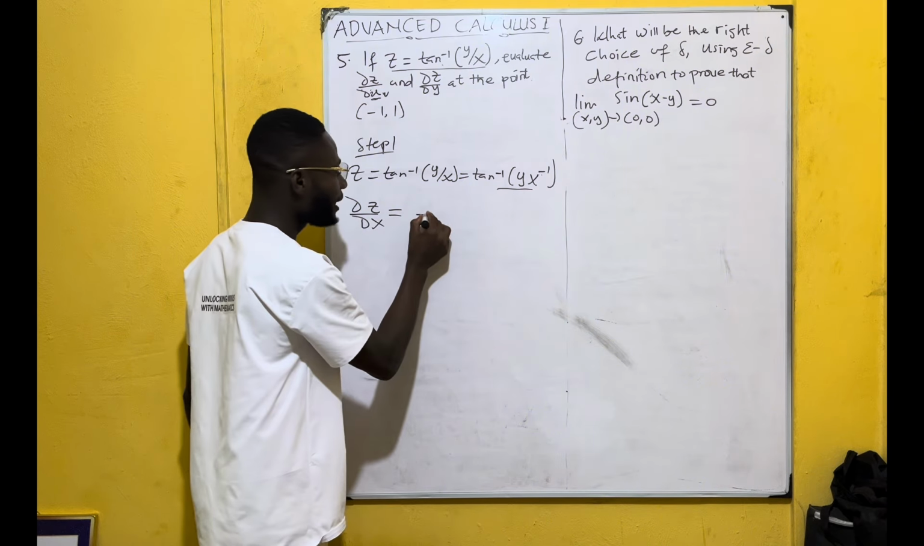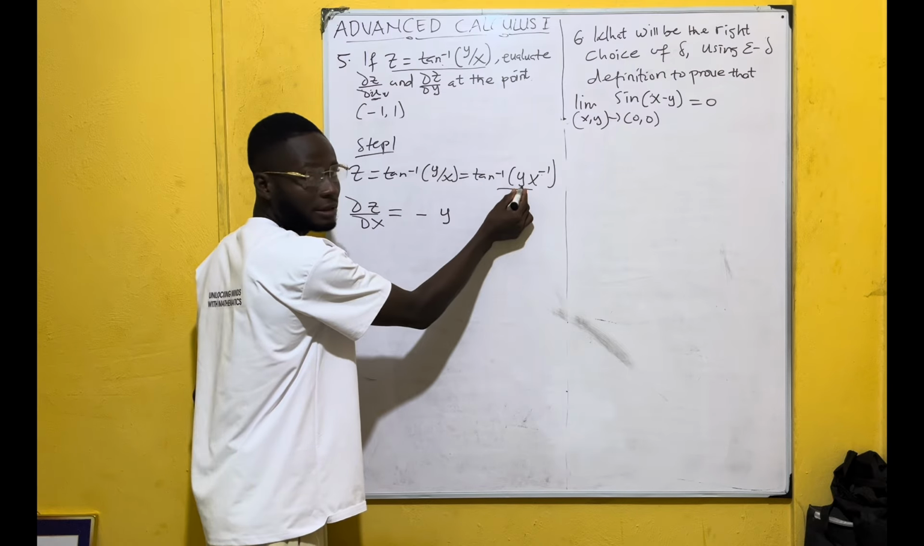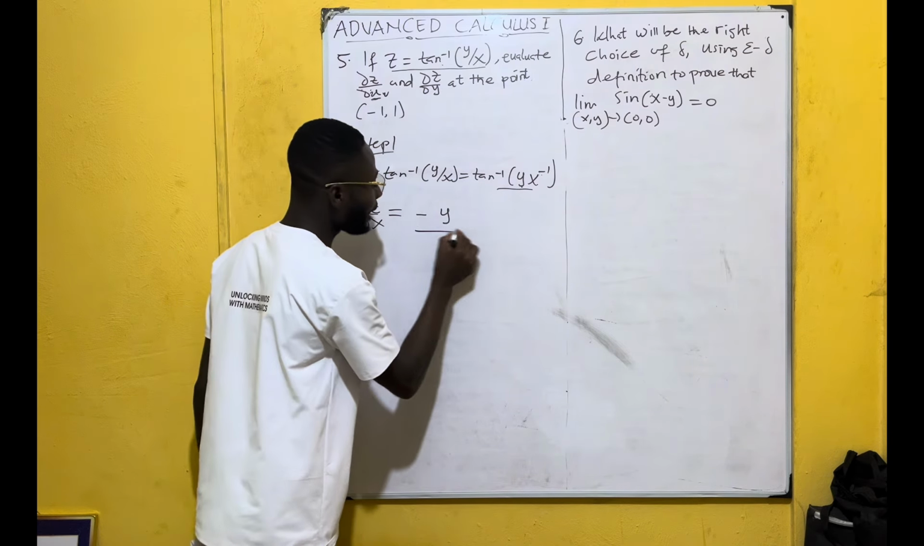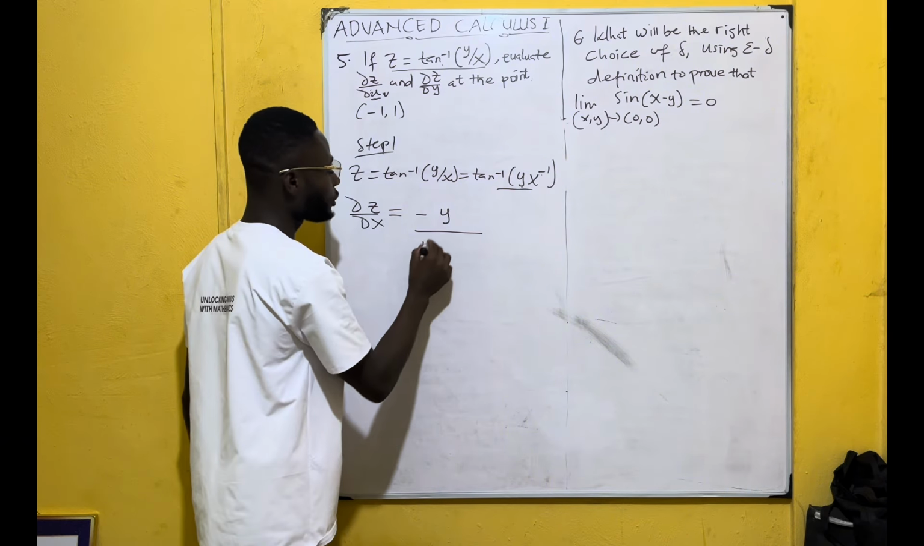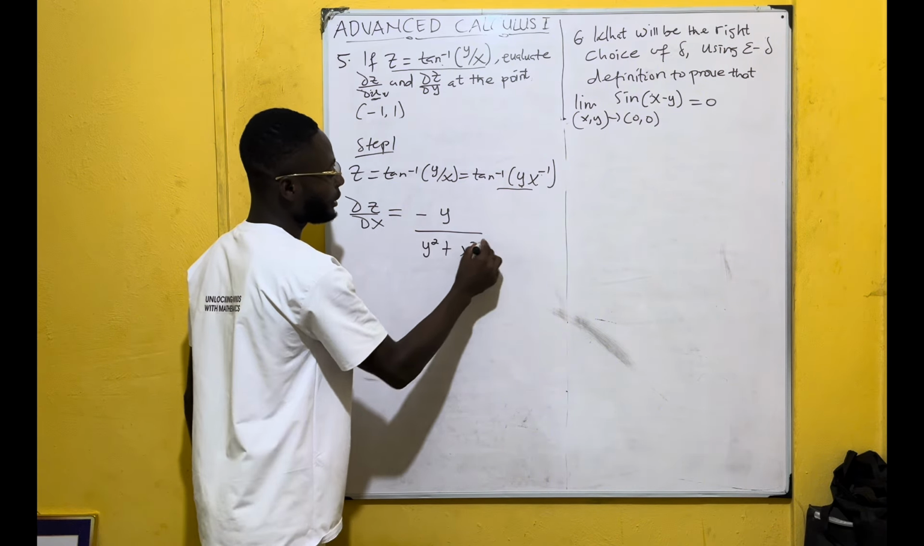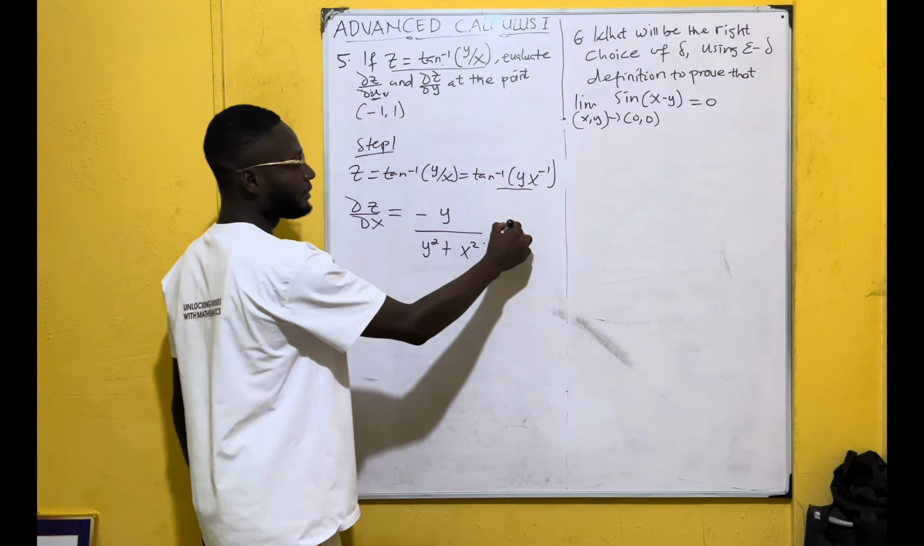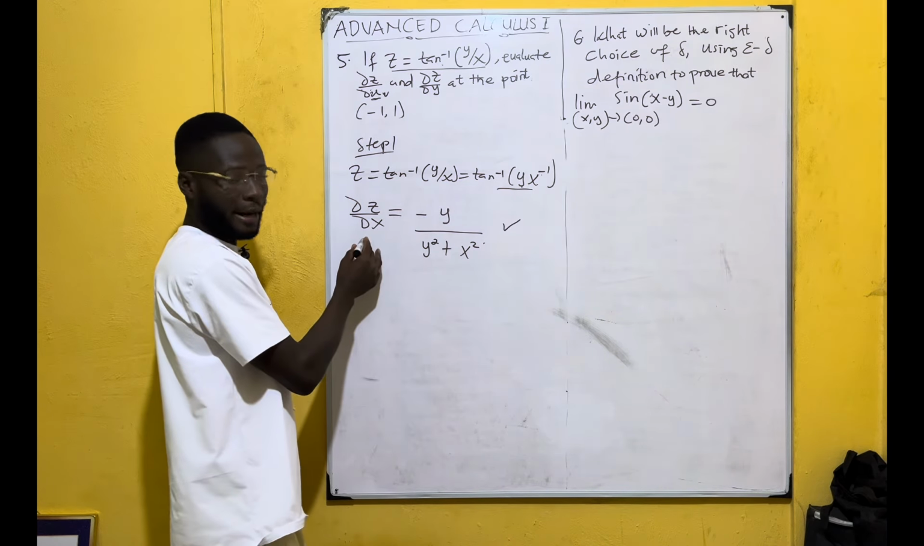So we're going to have negative of the constant. Then this will descend, right? So we're going to have minus y over y squared plus what? X squared, right? So this is the derivative with respect to x.